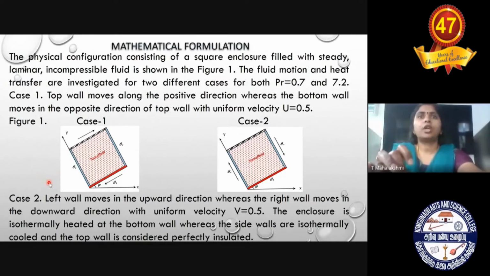I have considered two cases. In the first case, I have considered the wall movement in a horizontal manner, whereas in the second case, I have considered the enclosure with vertical wall movement. So this is the square enclosure considered in this study. This enclosure is filled with titanium dioxide nanofluid. The vertical walls of the enclosure are kept cooled. The bottom wall is kept hot, whereas the top wall is kept adiabatic.